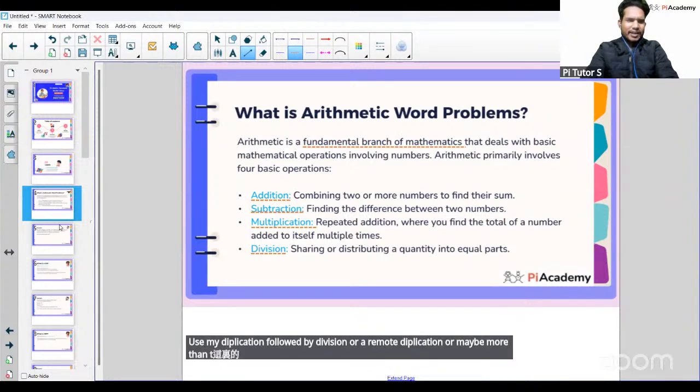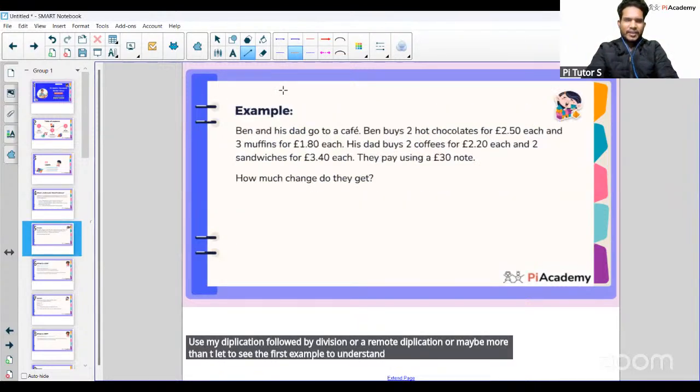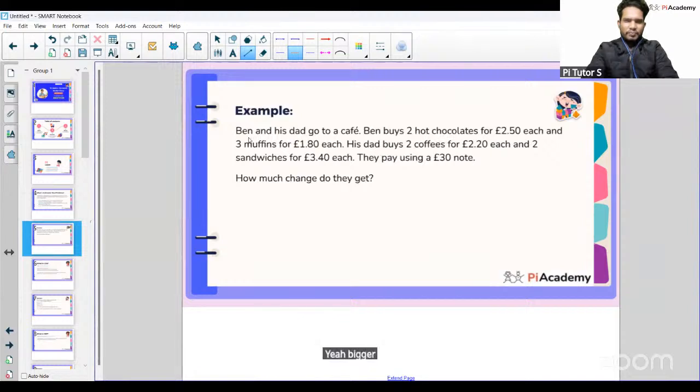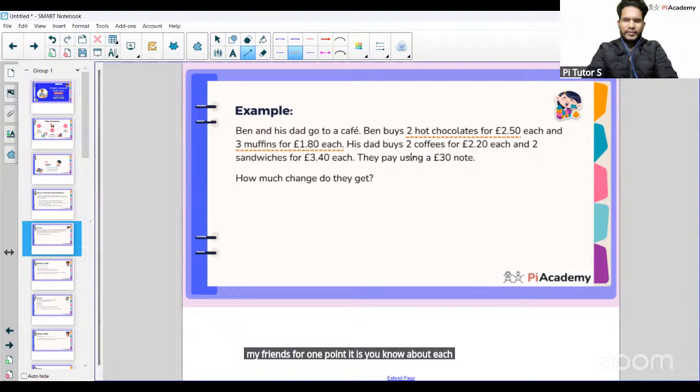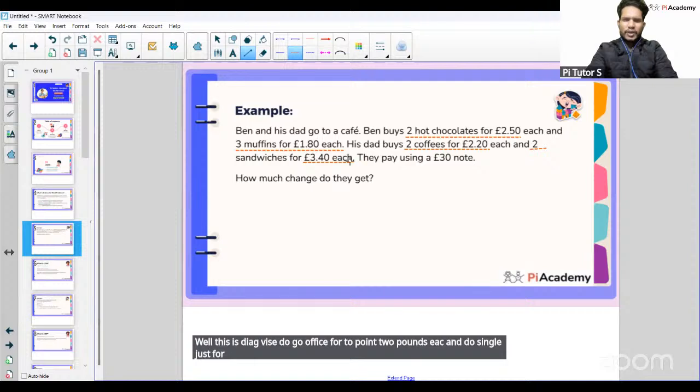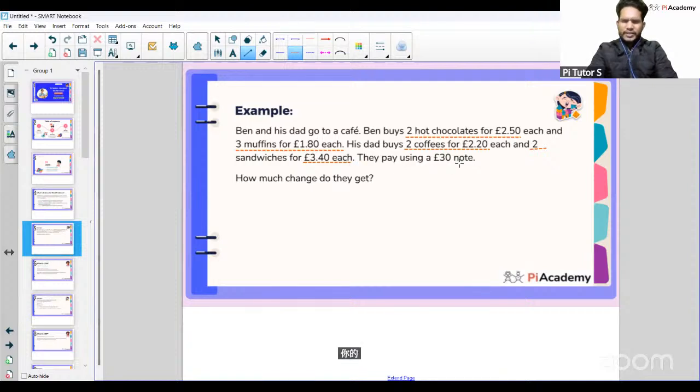Let us see the first example to understand. Here we go. Ben and his dad go to a cafe. Ben buys two hot chocolates for 2.5 pounds each, and three muffins for 1.80 pounds each, whereas his dad buys two coffees for 2.2 pounds each and two sandwiches for 3.4 pounds each. They pay using a 30-pound note.